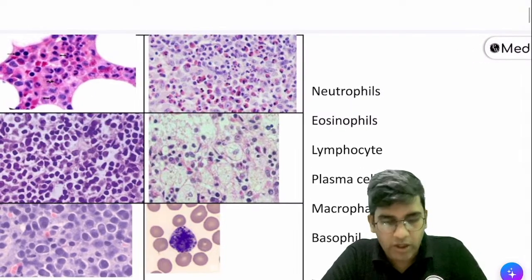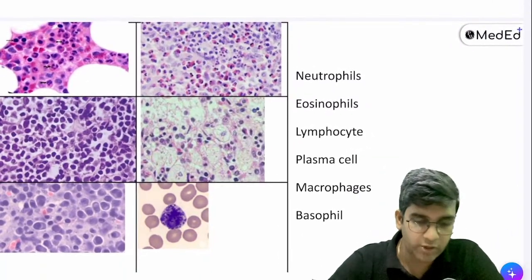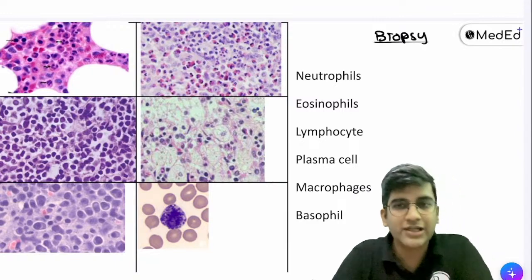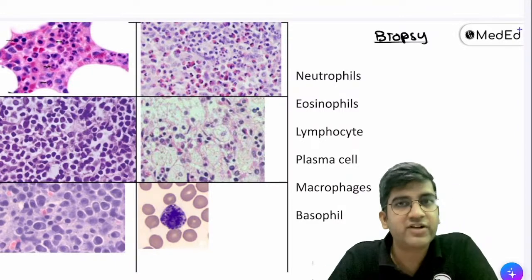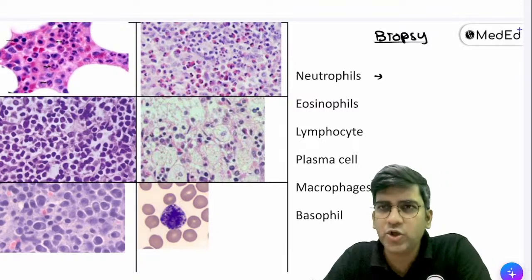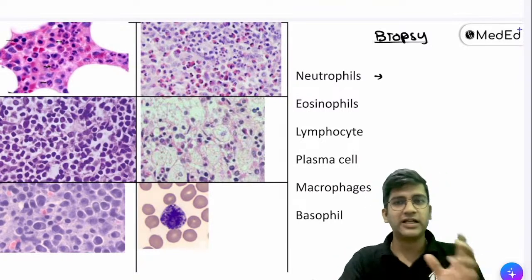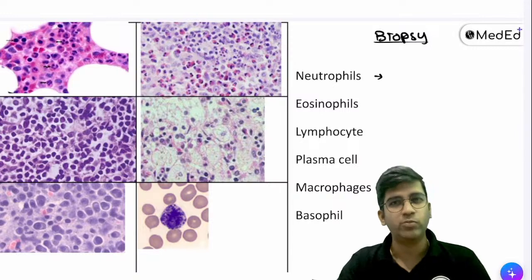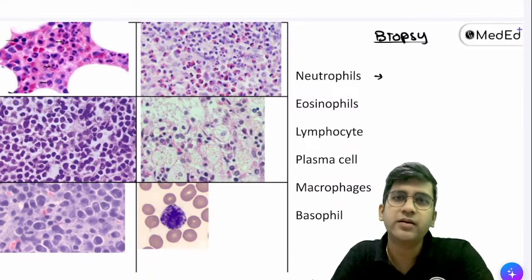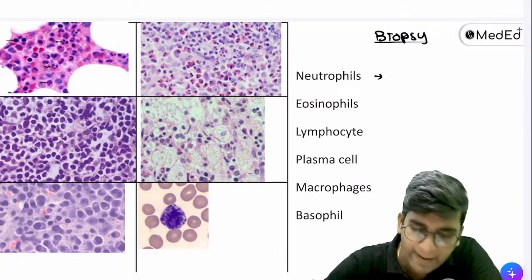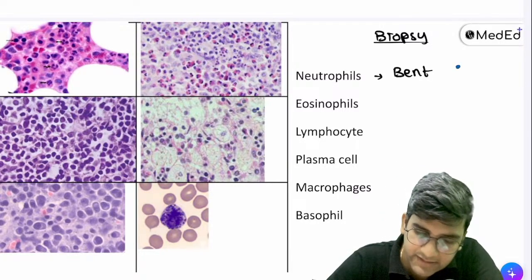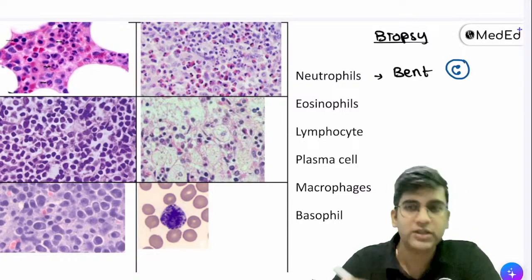Okay. So how do I identify a neutrophil in a biopsy? Whatever clues I'm going to give you are clues in a biopsy, not in blood. Blood has a different appearance, biopsy has a different appearance, right? What is the color of the nucleus? Pink or blue? What do you think will be the color of the nucleus in a biopsy? Everywhere the nucleus is going to be blue in color, right? So when you have a bent nucleus, we call it a neutrophil, right?